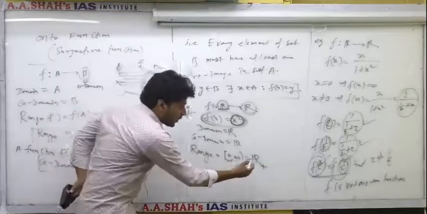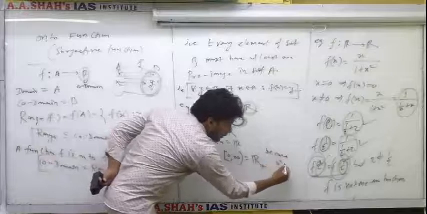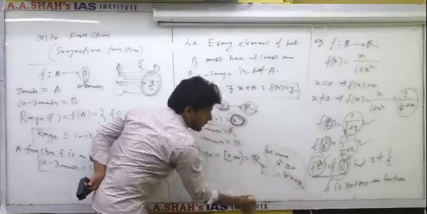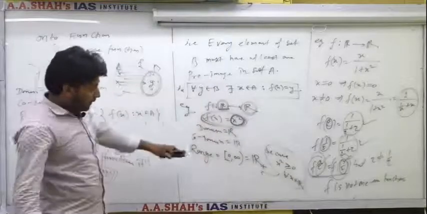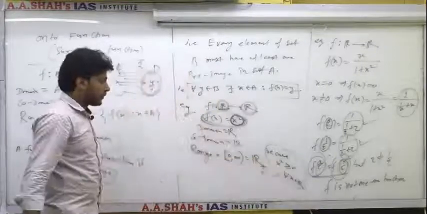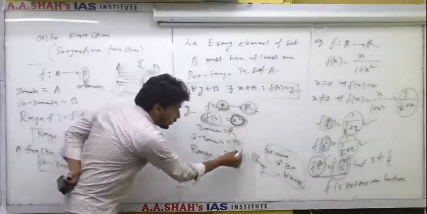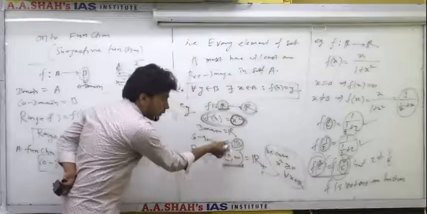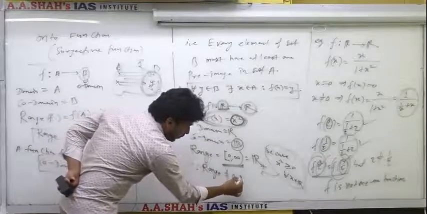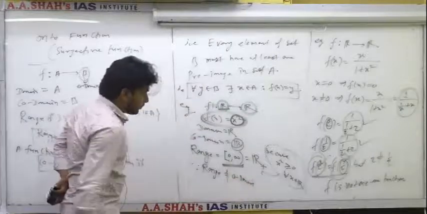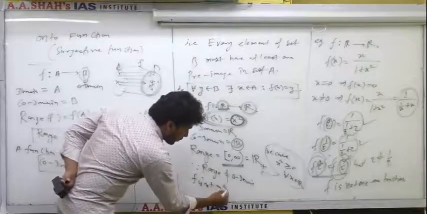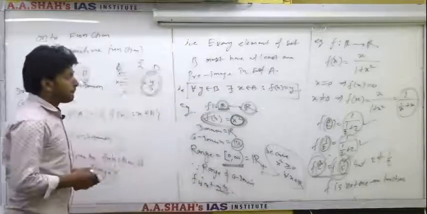So how? Because x square is greater than or equal to 0 for all x belongs to R. This gives that if x is any real number, then x square will always be non-negative, not positive, non-negative. So what we got? Codomain is R, range is 0 to infinity. Since range is not equal to codomain, f is not onto. F is not onto.